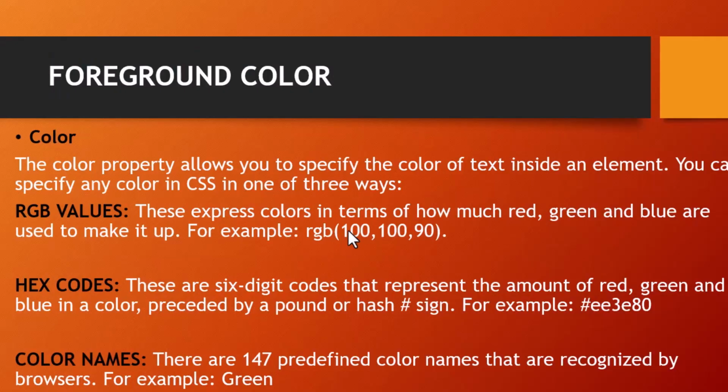When we say foreground color, it is a property, or color is a property that allows you to specify the color of text inside an element. So we want to give a particular element a particular color. You can also specify any color in CSS in three different ways.